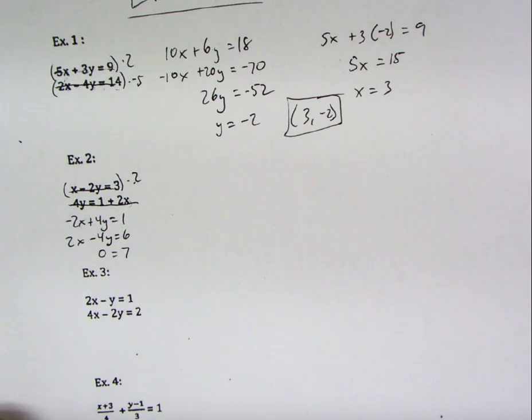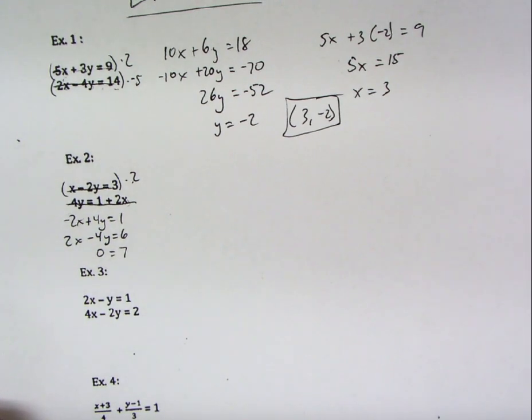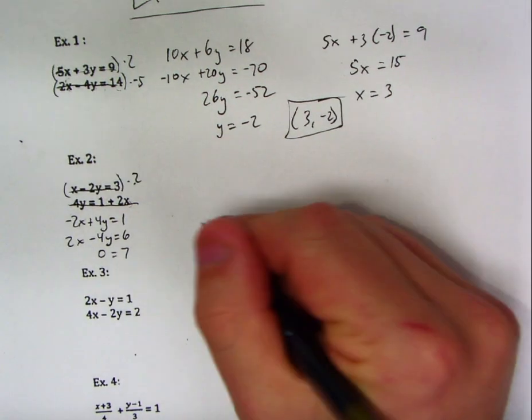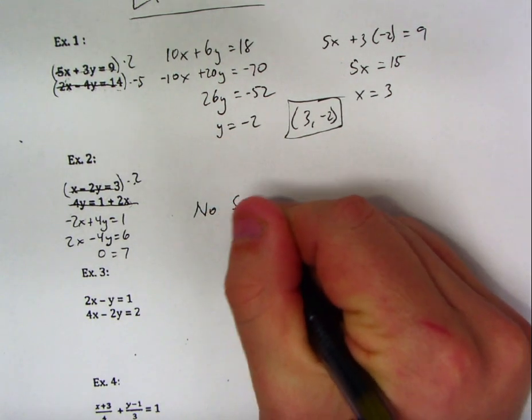And now think about what that meant back in first semester when we solved just regular equations. When you get an untrue statement, your answer is no solution. That means there's no solution to this system.